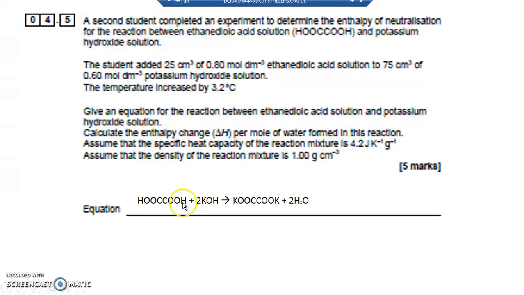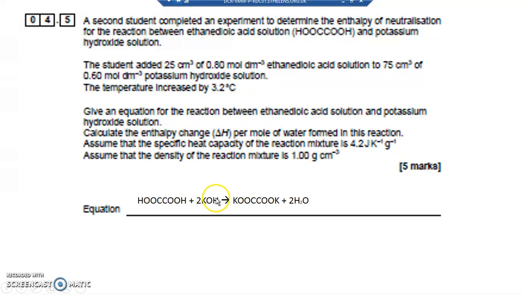So I've got this here. You maybe remember ethanoic acid and sodium hydroxide makes sodium ethanoate: CH3COOH and NaOH makes CH3COONa and water. So we've got the same kind of thing here. But we've got two carboxylic acid groups, and so we'll need two potassium hydroxides to make two waters.